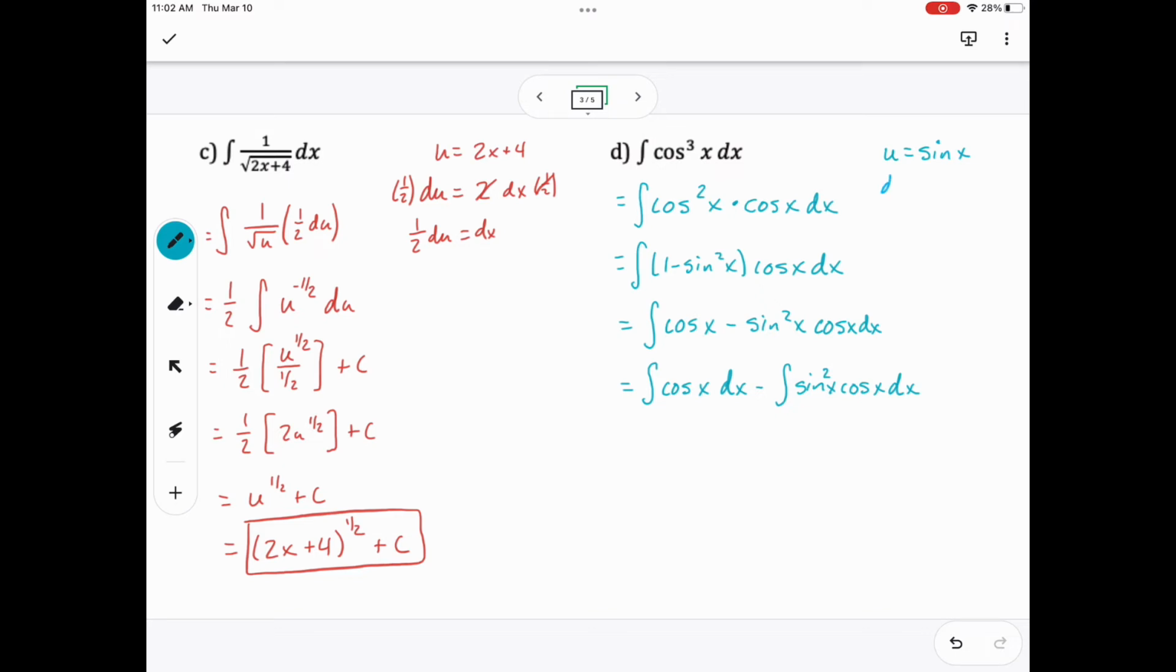Here, if I say sine of x is my u and take the derivative of that, that is cosine, and there is a cosine dx right there, so then that will work out very nicely. So I'll plug that in as my u, so I'll say u squared, and then my du, and then take the antiderivative of that, which is u cubed divided by 3, and add my plus c, and then I'll plug in what u is, which is sine of x, and that'll give me my final answer of sine of x minus sine cubed of x divided by 3 plus c.